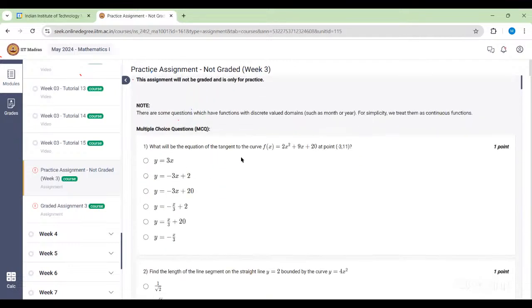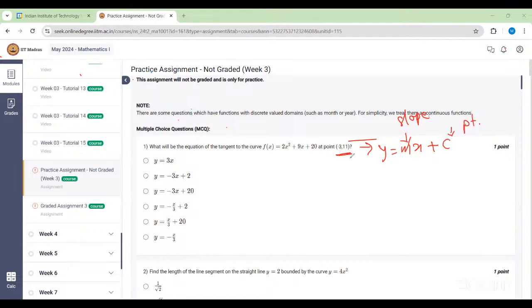So what will be the equation of tangent to the curve at a point? It's an easy question, right? Equation of tangent for any parabola. Tangent is a line, so that equation will be of the form y = mx + c, where m is your slope, and c you can get by the point, whatever point is suggested.